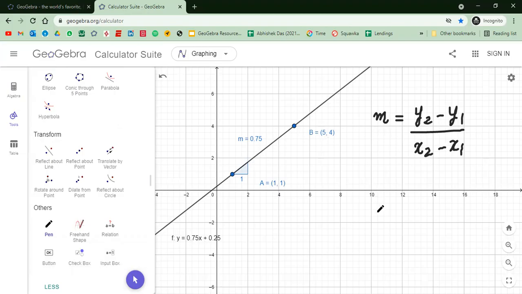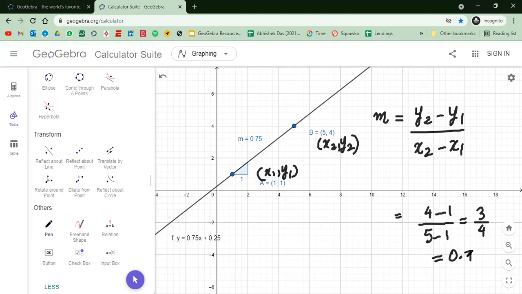So in this case, we have got the 2 points 5, 4 and 1, 1. So this is kind of like the x1, y1, and this is kind of like the x2, y2. So the slope in this case is 4 minus 1 upon 5 minus 1, which is basically 3 by 4, and 3/4 will give you 0.75. Now, let me clear this up.